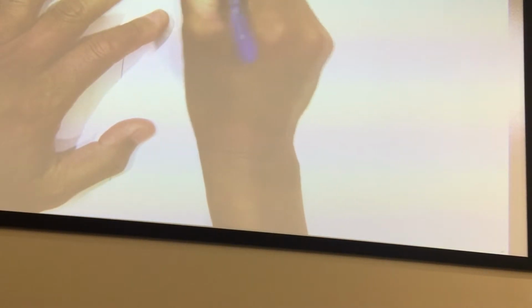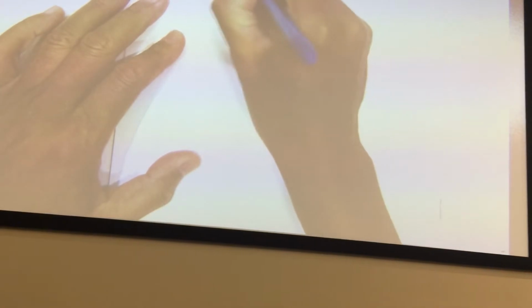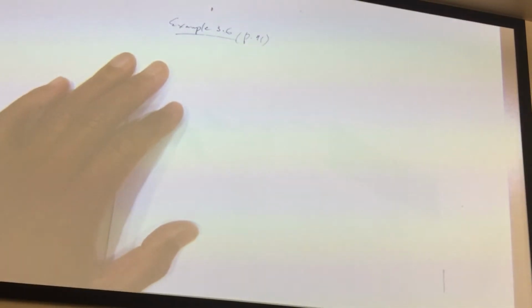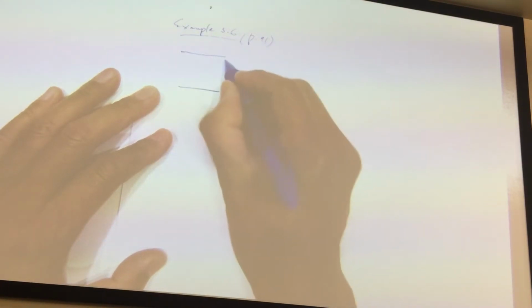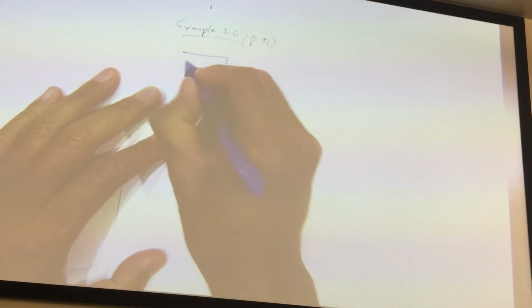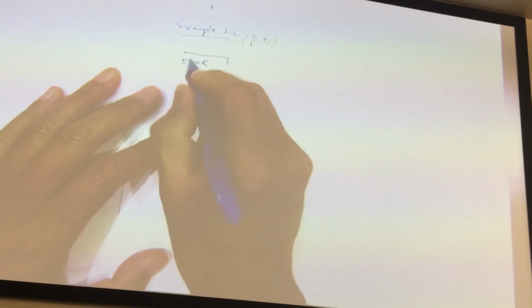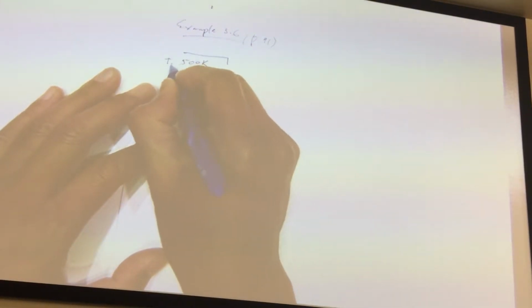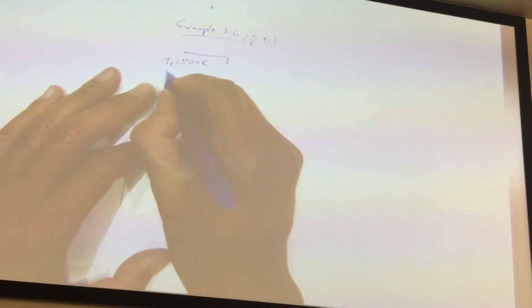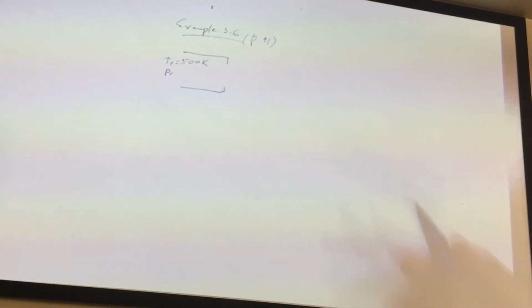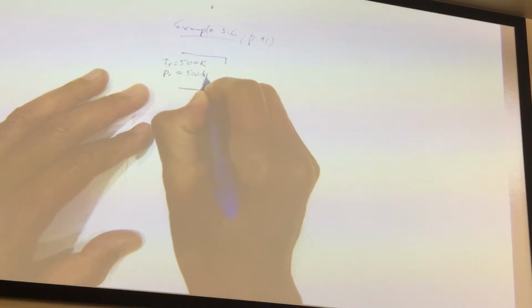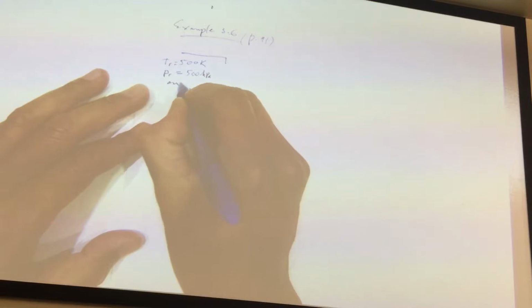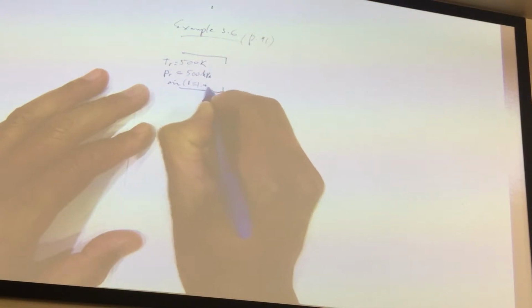So this is example 3.6 in your textbook, page 91. What you have is a reservoir at 500 K. So this is your T_R, R for reservoir. But really since it's a reservoir, T_R is equal to T_T, right? P_R is equal to 500 kilopascal.